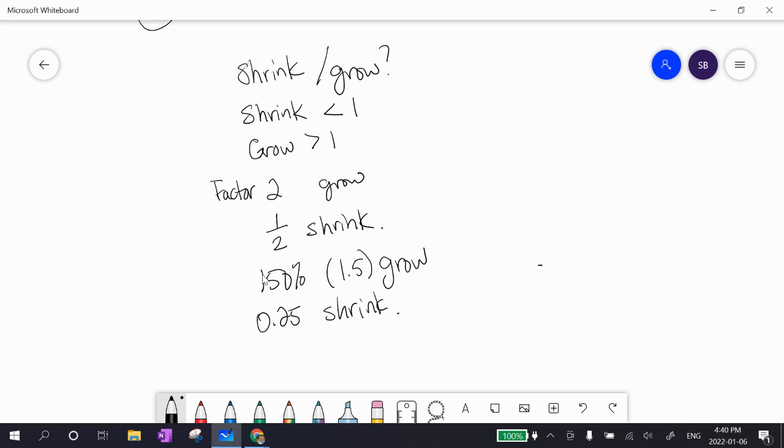If I have a factor of 150%, that's also equal to 1.5. I know that it's growing. If the factor is 0.25, then I know it's shrinking.